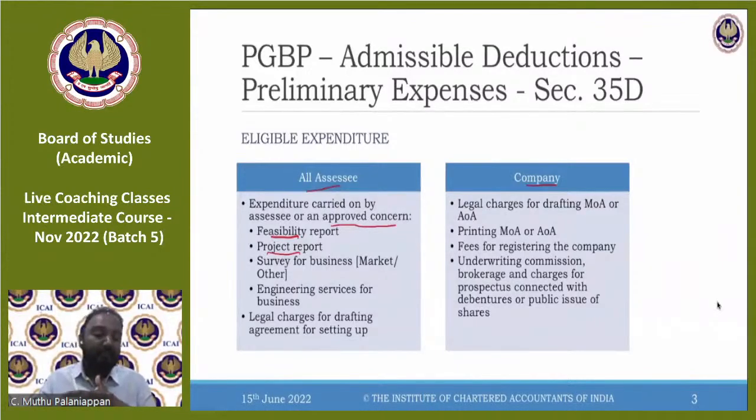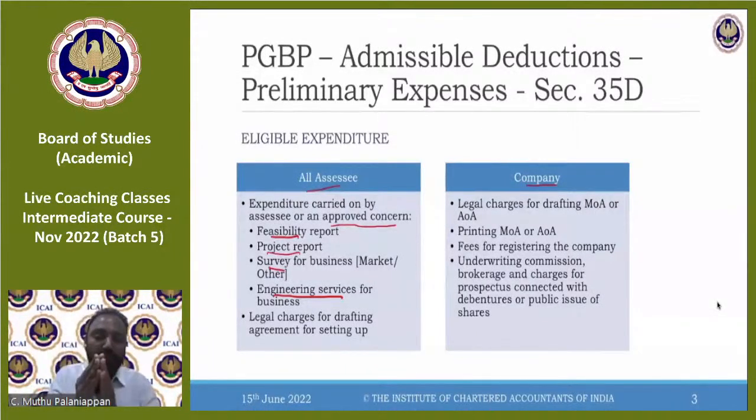And then survey for business, market survey to understand the demand, or any other survey to understand a particular scenario in the business. So that is all called a survey for business. So the survey, be it market survey or any other survey, is eligible. And then you have engineering services for businesses. So engineering services could be some technical services, installation, something related to that, something which is technical in nature. So those technical consultancy services, which are engineering related services, are also eligible.